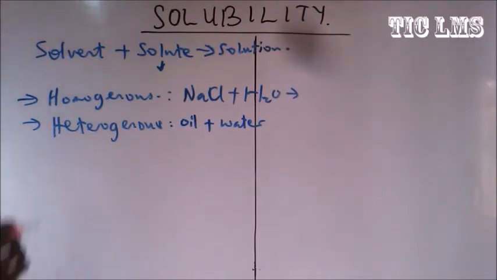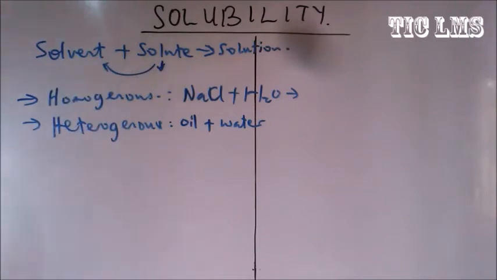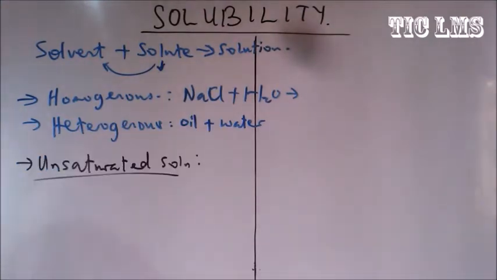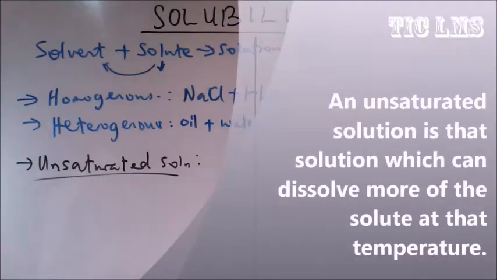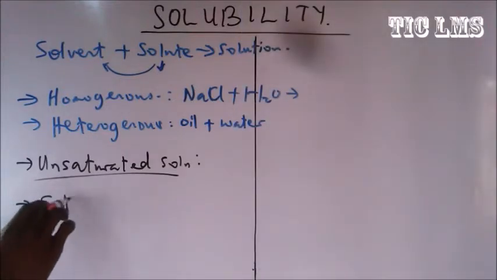There's a limit to which a solute can dissolve in a solvent. At first, when it is dissolved in the solvent, it tends to dissolve completely and it forms an unsaturated solution. So at this temperature, we will say that an unsaturated solution is that solution which can dissolve more of the solute. If more solute is added, we would end up having a saturated solution.